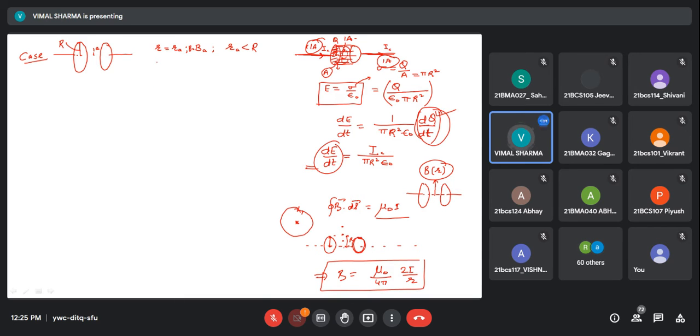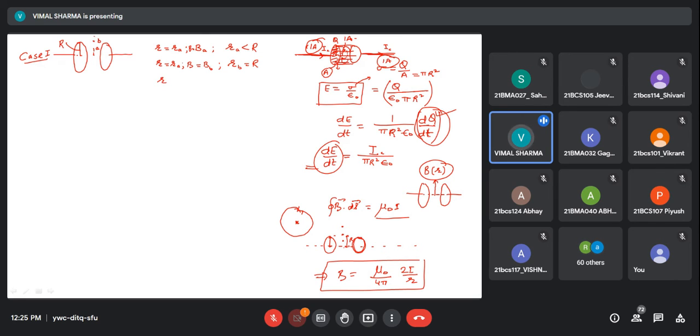I take another case, that is when I'll be finding the magnetic field at this point. This is point B at the edge. I can say when r is equal to r_b, then B is equal to B subscript small b, and r_b is exactly equal to R, the radius of the capacitor plates.